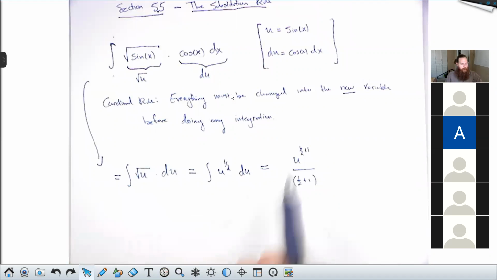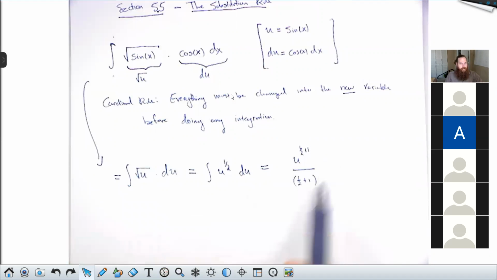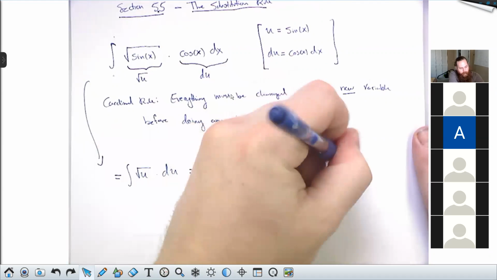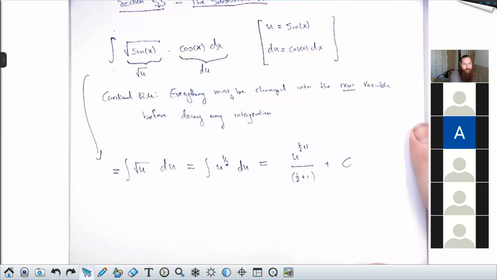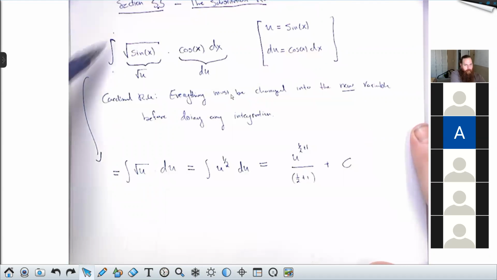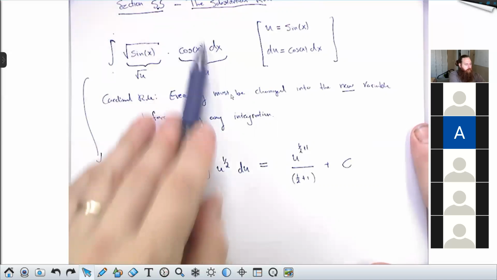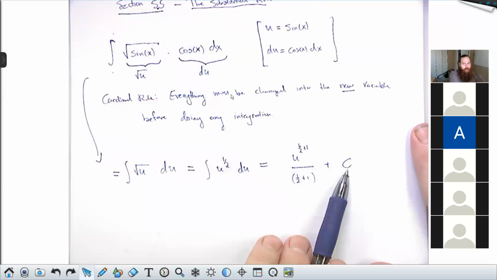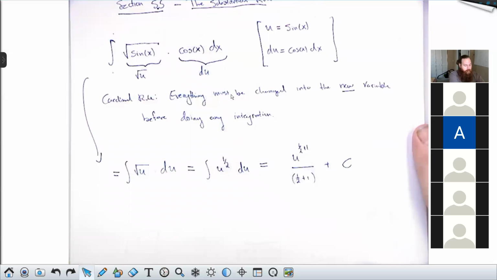So I add 1 to the power, I divide by the new power. That is my antiderivative step. So I stop writing the integral symbol. There's no more integral symbol or du, but I do need to start writing a plus c. Because remember, an indefinite integral, an integral without bounds, is asking for all the functions whose derivative is this. And of course, the derivative of any constant is 0. So here we think of c as being what's called an arbitrary constant.